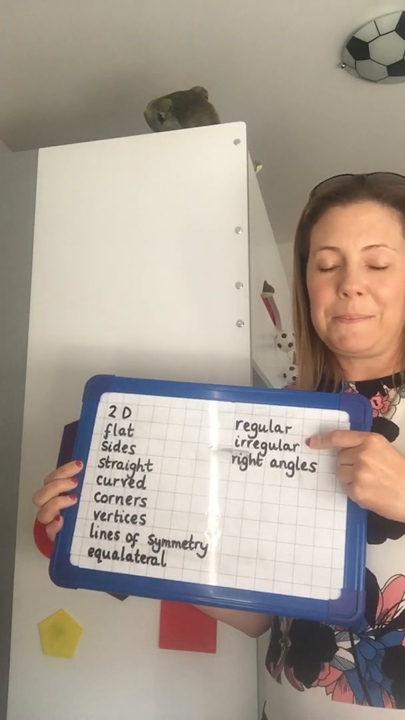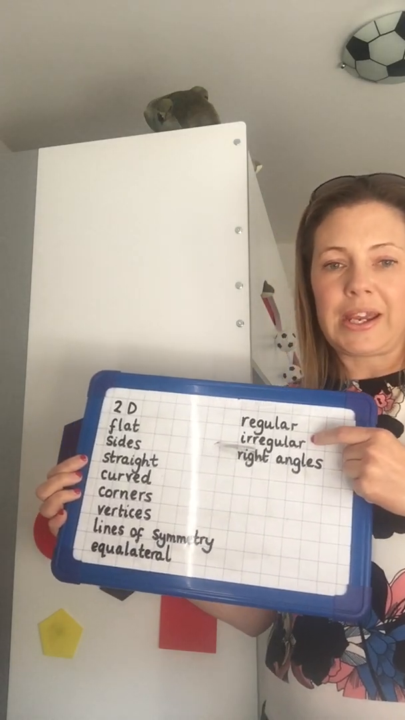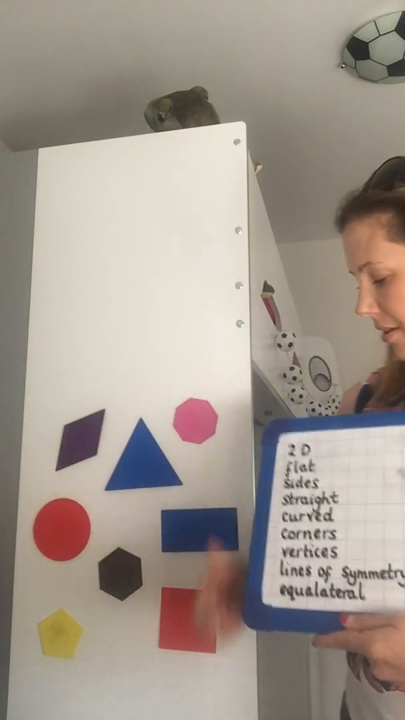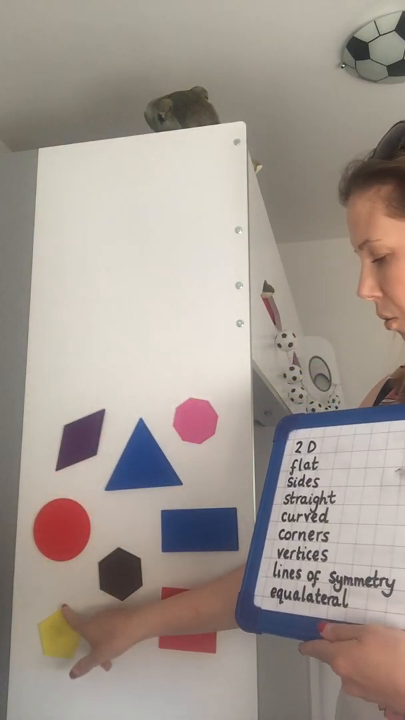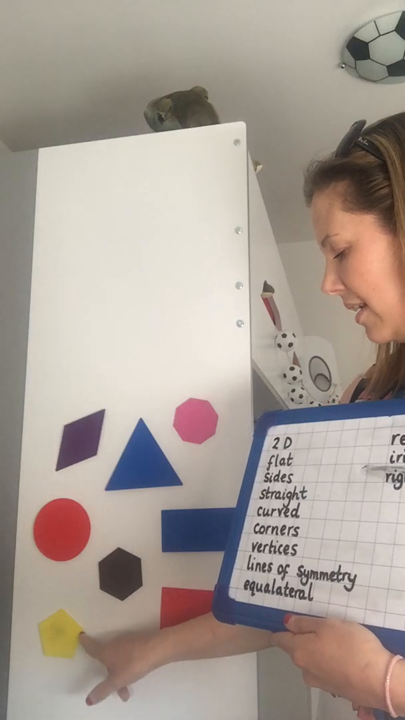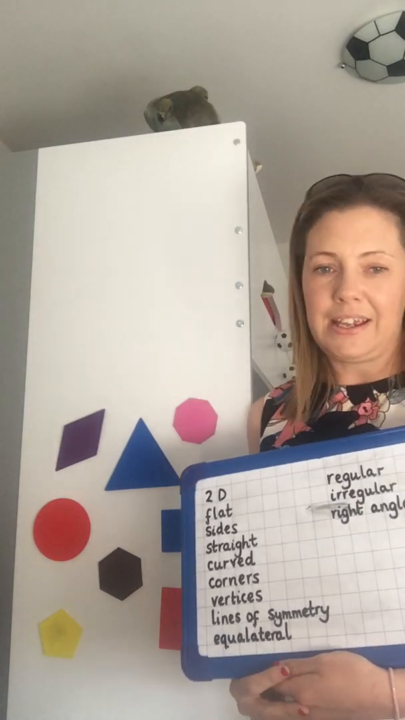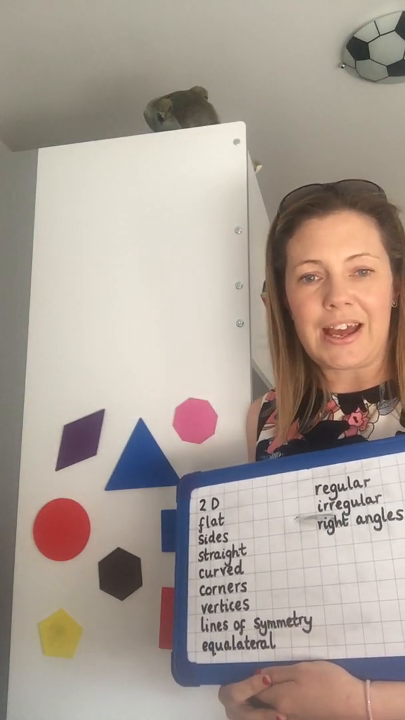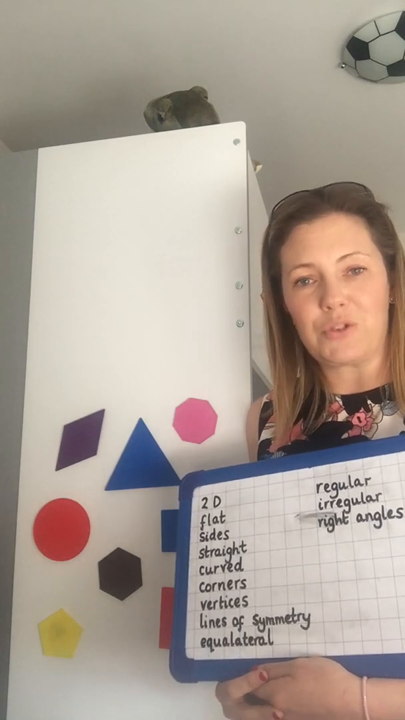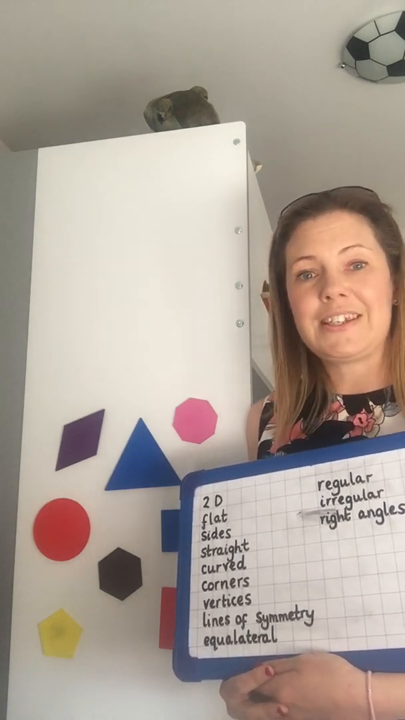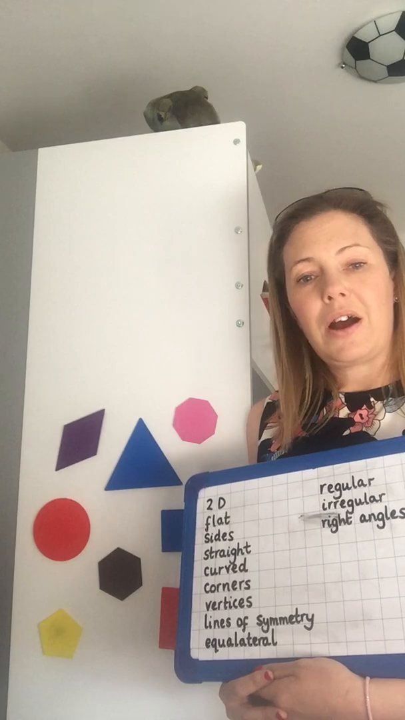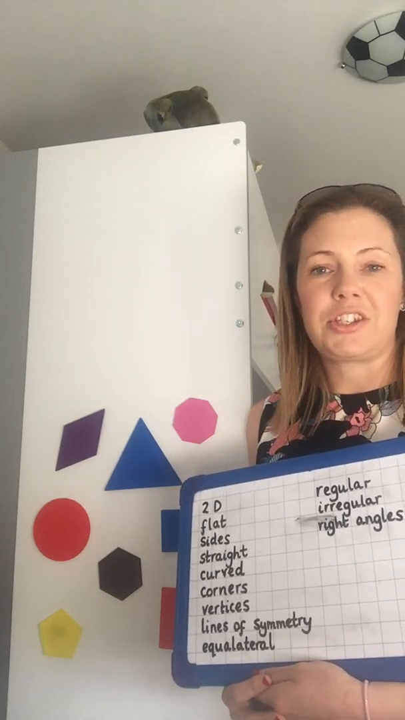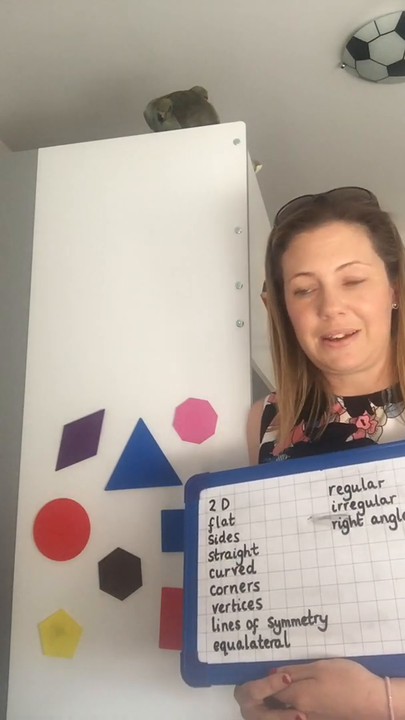Because if you remember, if we have a pentagon, we could have a regular pentagon, like this one, where all of the sides are the same length, but any 2D shape that has 5 sides and 5 corners, or vertices I should say, is a pentagon. It's just that it's an irregular pentagon.